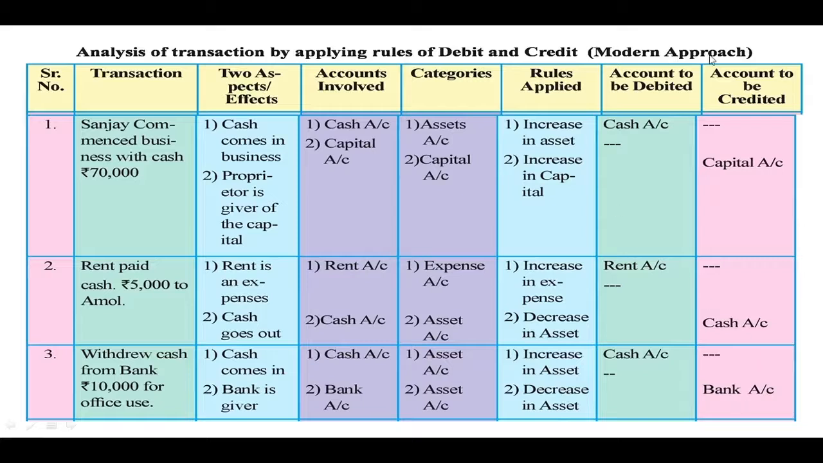Now see, the modern approach is different. If we go to see the traditional approach, bank account can be the personal account and bank is the giver. As per the traditional approach, bank is the personal account, bank is the giver. So we have to credit bank account. But as per the modern approach, here we are considering bank as our bank balance. So it is our asset. So there is decrease in asset. So bank account is credited.